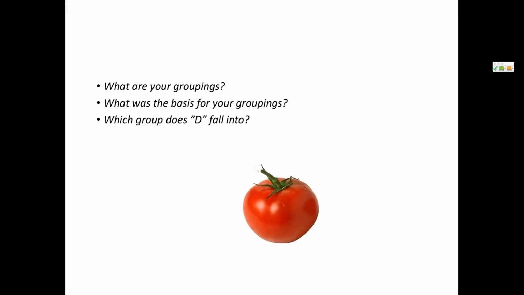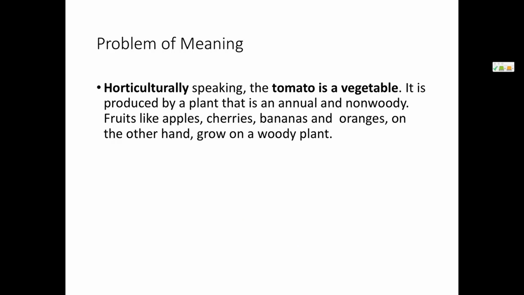Where did you put this guy? Okay, this is the tomato. Now, if you did it by color, that's pretty easy. You just put it with the red vegetables or the red foods. But if you decide to do fruits or vegetables, what do you do with the tomato? See, now this is interesting because horticulturally speaking, the tomato is a vegetable. It's a vegetable because it's produced by a plant that's an annual and non-woody. Fruits like apples, cherries, bananas, and oranges grow on a woody plant.